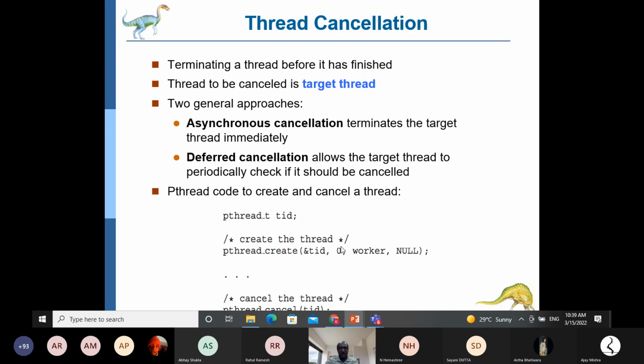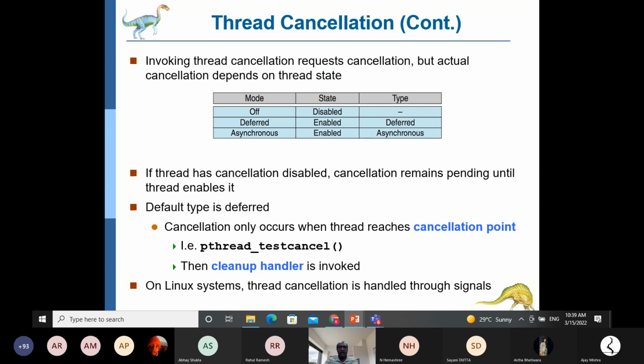And so these are the thread support for cancellation. We have pthread_create for thread creation, and pthread_cancel with the specified TID, which is used for cancellation of a thread. As I mentioned, like a thread, there are different states, disabled and enabled. Disabled means you are not requesting cancellation. Enabled means you are requesting cancellation.